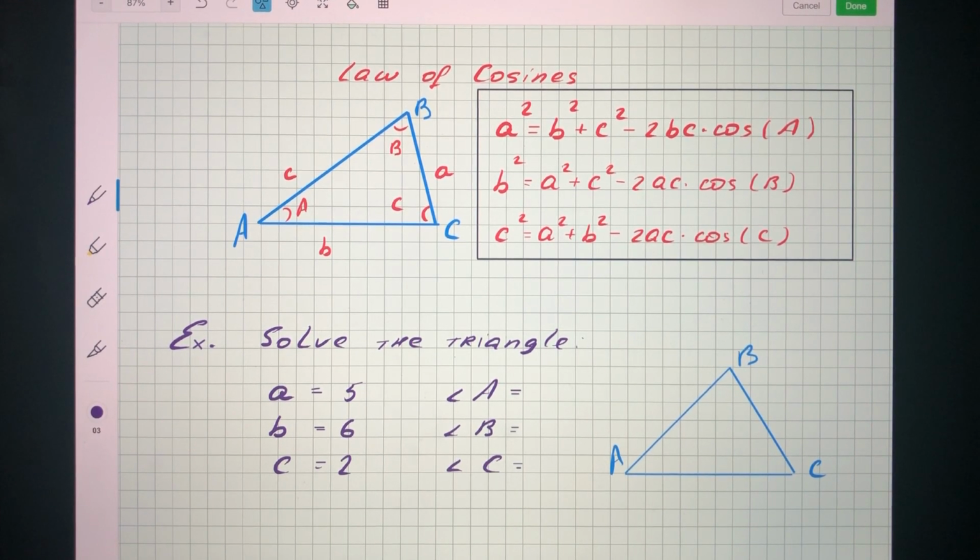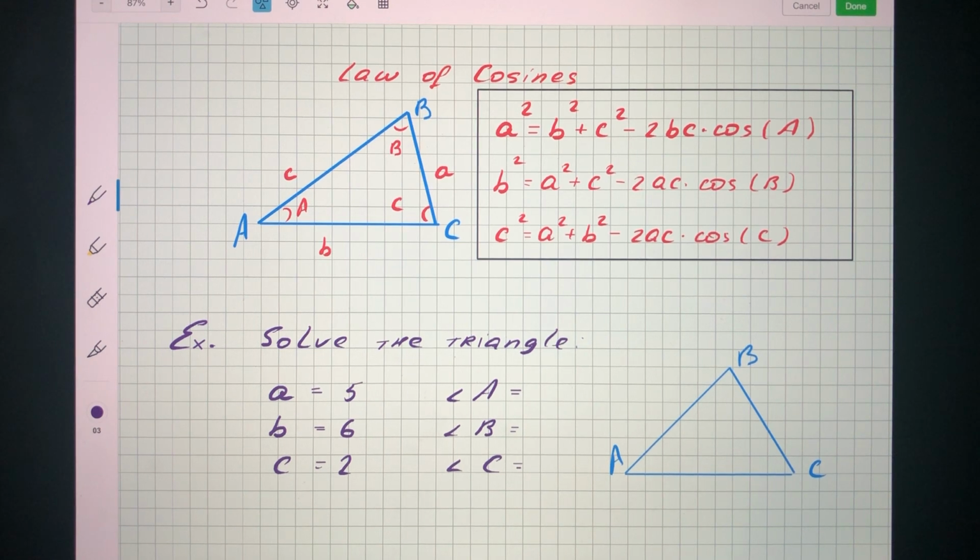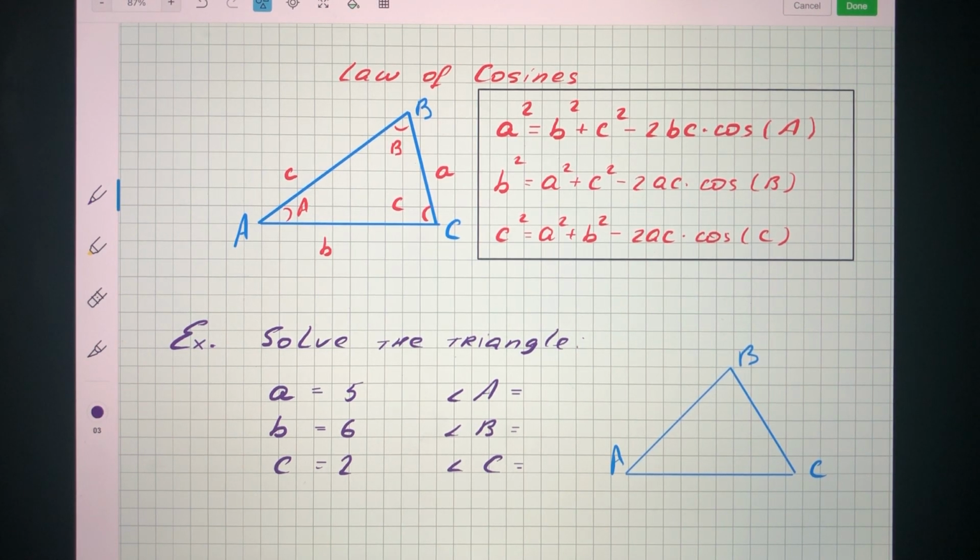Hello, this video is on law of cosines. Law of cosines and law of sines both work for any triangle of any angle. It doesn't matter if it's a right triangle, acute triangle, or obtuse triangle, whatever the angles, these two laws, the law of sines and law of cosines, will work.